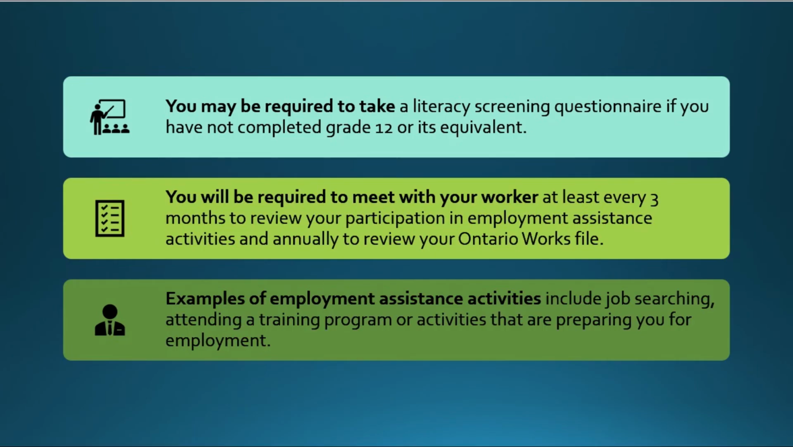You may be required to take a literacy screening questionnaire if you have not completed grade 12 or its equivalent. You will be required to meet with your worker at least every 3 months to review your participation in employment assistance activities and annually to review your Ontario Works file. Examples of employment assistance activities include job searching, attending a training program, or activities that are preparing you for employment.